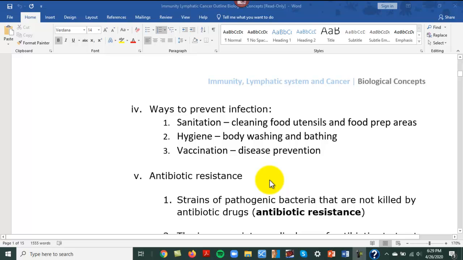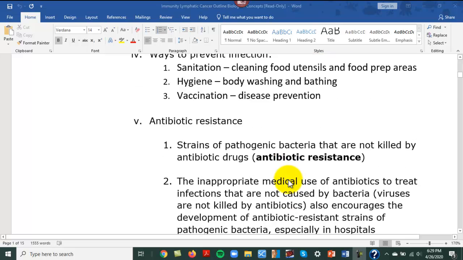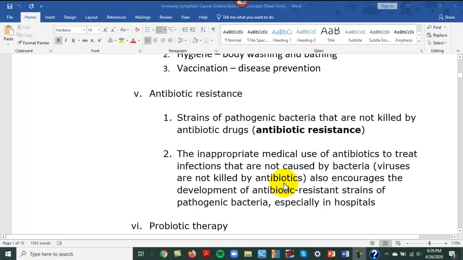And yeah, ways of preventing infection: sanitation, cleaning the area where a person would eat, cook, or make food. Body washing is hygiene. Vaccinations actually are disease prevention, and we'll go over that in the last video. Once again, we kind of have covered this.